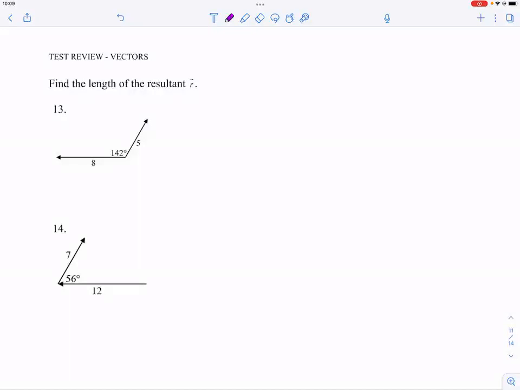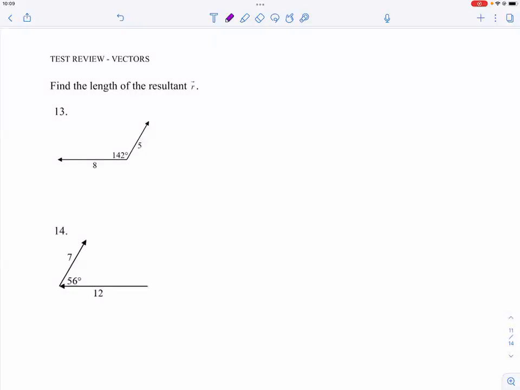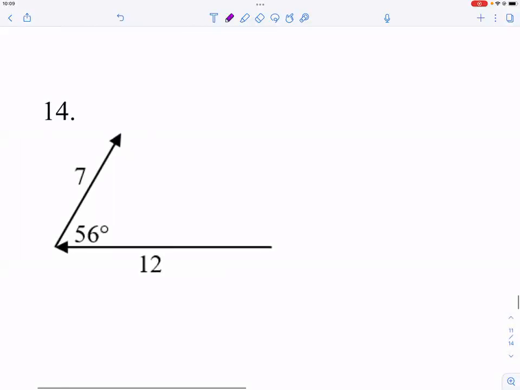All right, now find the length of the resultant. Now we have two questions here and they are different. I mean, the drawings are different, but they are really different because for number 14, the resultant is very easy because the vectors are already connected in a head to tail fashion.